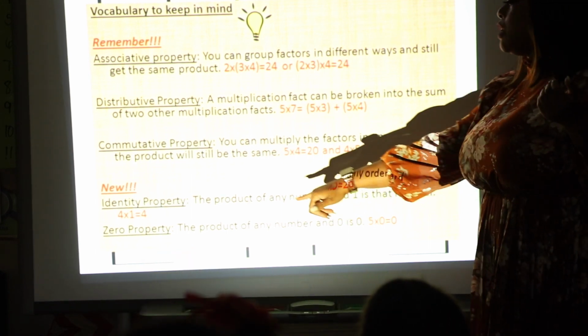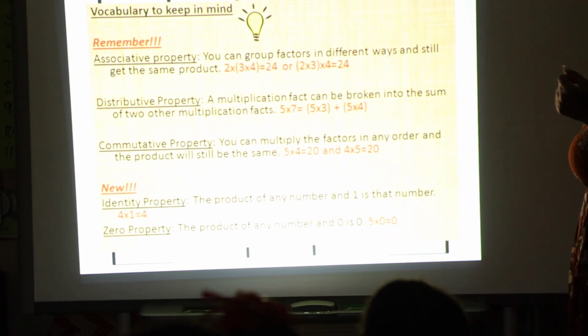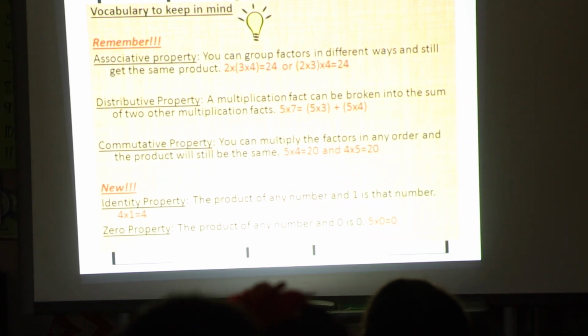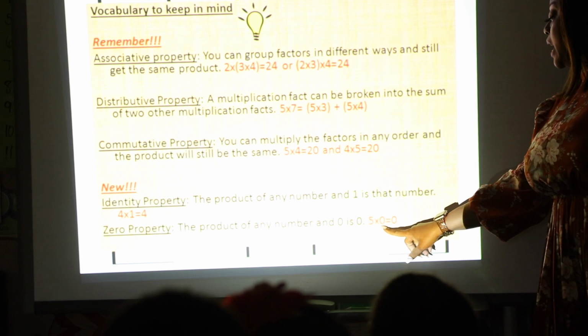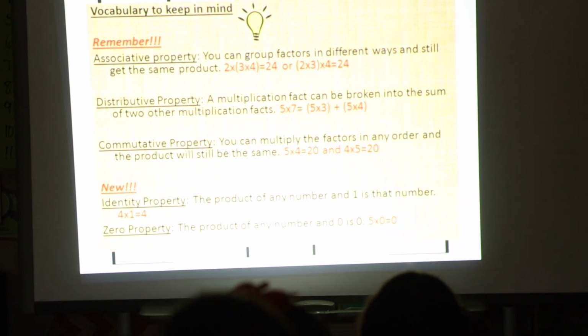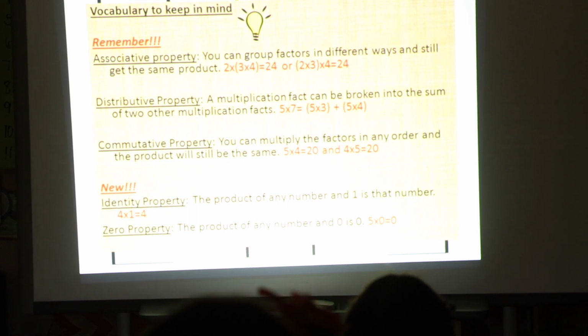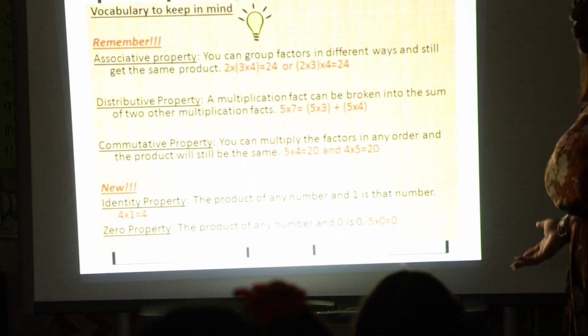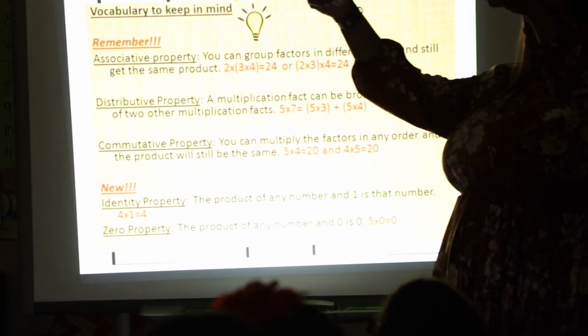Then we got the zero property. The product of any number and 0 is 0. So for example, 5 times 0 gives us what? 0. 10 times 0 will give us what? 0. 0 times 5 will give us what? 0. Thumbs up if you understand that.